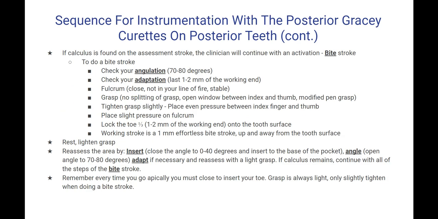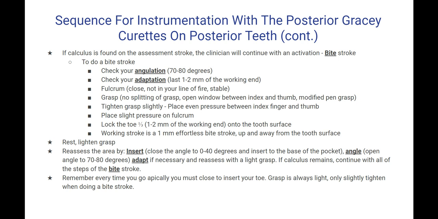Sequence for instrumentation with the posterior Gracey Curette on posterior teeth. If calculus is found on the assessment stroke, the clinician will continue with an activation or bite stroke. To do the bite stroke, you should check your angulation, 70 to 80 degrees. Check your adaptation, the last 1 to 2 millimeters of the working end.